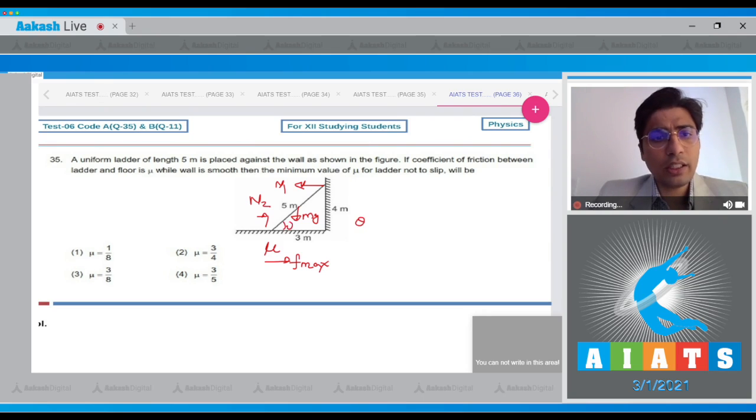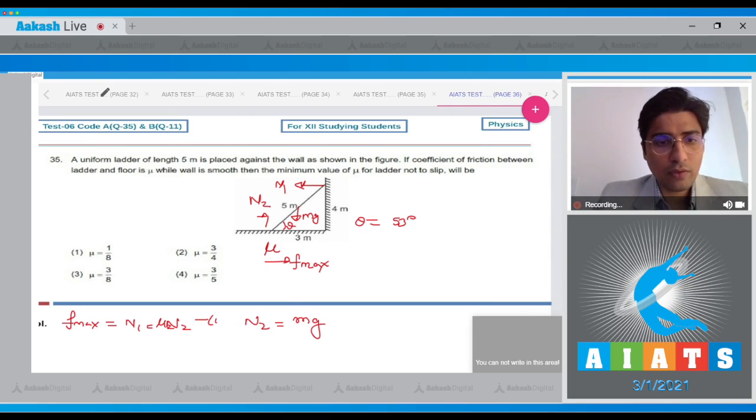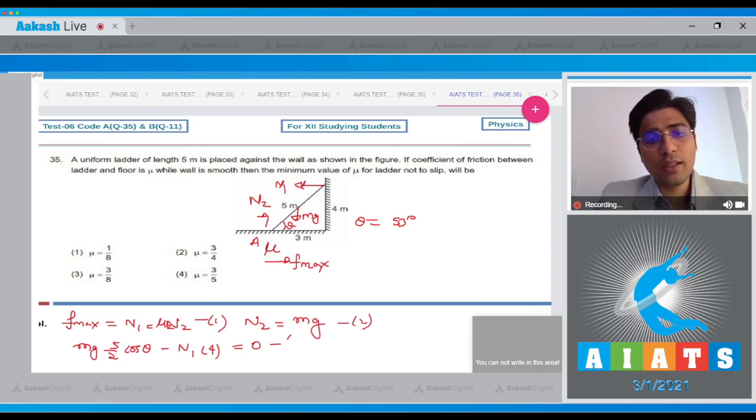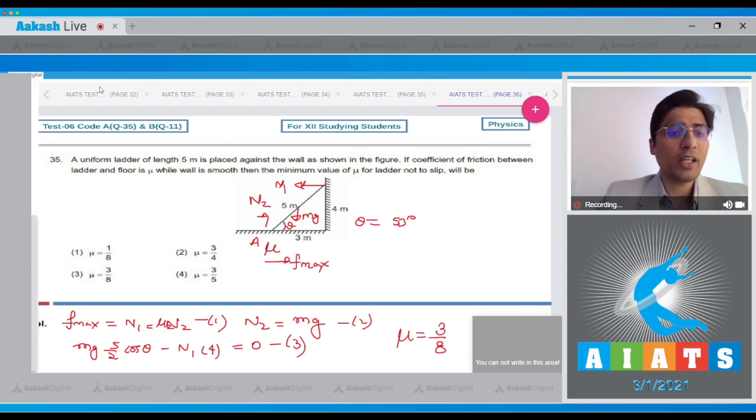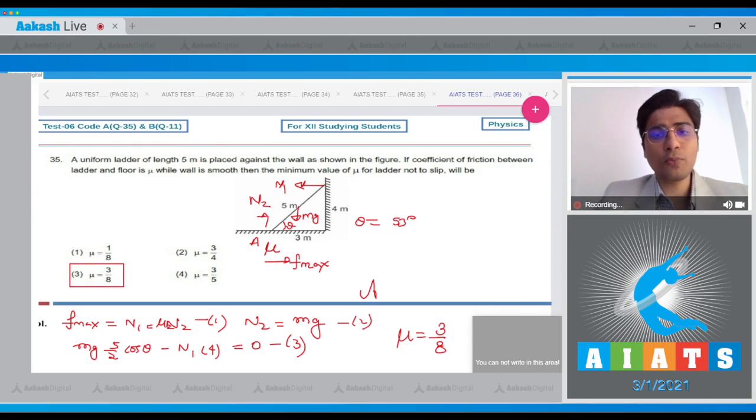From simple geometry, this angle theta will be equal to 53 degrees. Now for horizontal equilibrium, F max should be equal to N1 and it should be equal to mu N2. For the vertical equilibrium, N2 should be equal to mg. So let this be the equation 1. Let this be the equation 2. Taking the torque about this point A and putting it to be 0, we can write down that mg into 5 by 2 cos theta, that is the torque of gravity, minus the torque of the N1 normal force should be equal to 0. Let this be the equation 3. From these three equations, we can easily find out that mu will be equal to 3 by 8. Meaning that for this question, the correct answer is option number 3.